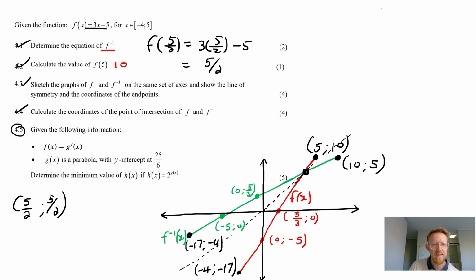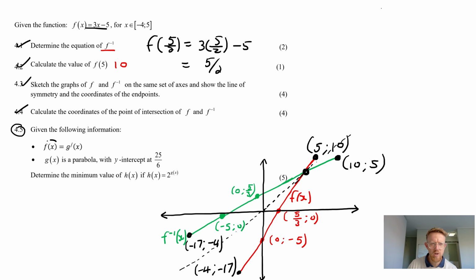This one, given the following information, f of x is equal to... why are we coming with a first derivative now? No, man, don't be boring. And then, f of x is equal to this, and g of x is a parabola with a y-intercept at 25 over 6. Determine the minimum value. Uncle, what's going on now? And so here, this one is for 5 marks. Wow, this looks crazy.